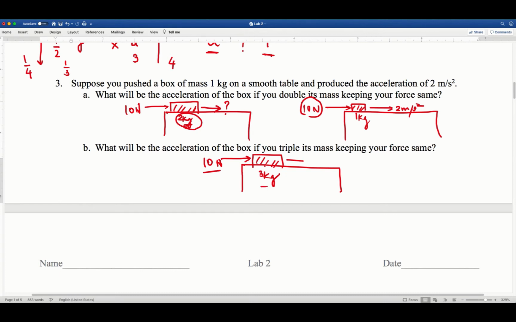So how will that change the acceleration? Okay, if you triple the mass, will the acceleration be tripled, or will it be 1/3, or will it be doubled? Will it be 1/2? So you need to decide how changing the mass changes the acceleration, keeping the force constant.